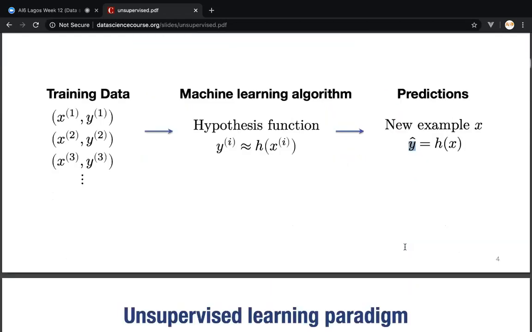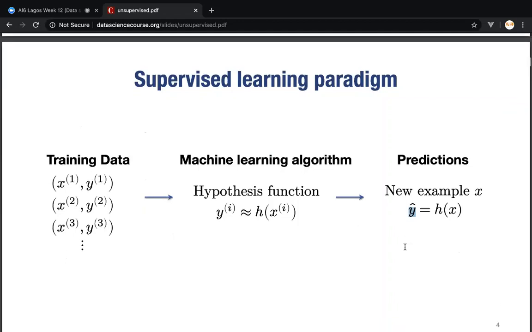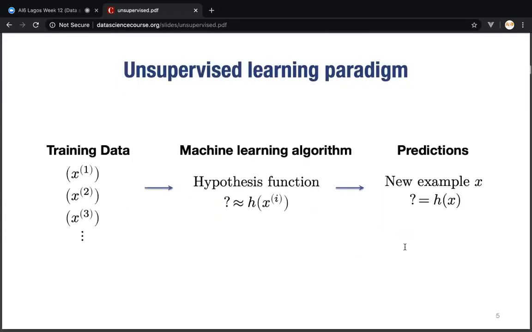But unlike, please look at this carefully and then tell me what you see as the difference between this supervised learning paradigm and what we see in this unsupervised learning paradigm. Are there any differences that you can see? What's the difference in the training data? Anyone? There are no distinct features.